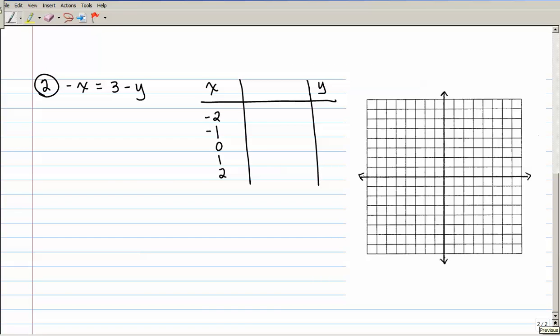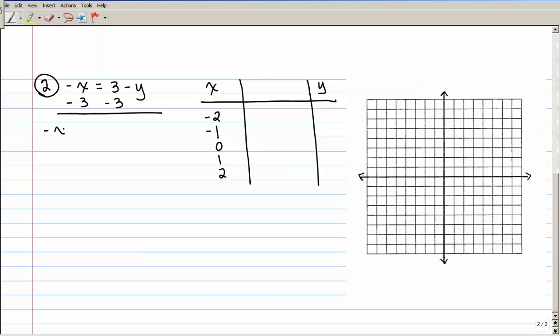Here's the equation negative x equals 3 minus y. Remember, the first thing we need to do is to write this in y equals form. We need to get the y all by itself. A couple different ways to do this. I think what I'll do is start by subtracting 3 from both sides.